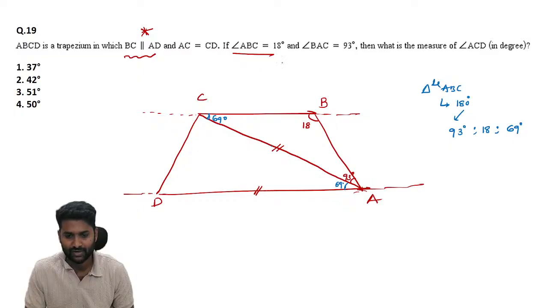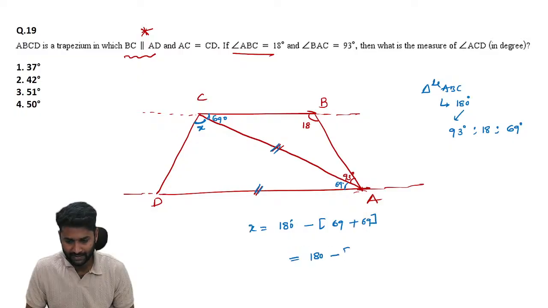Now the question: we have to identify the angle ACD. So we need to identify that this is the value of x. Here the value of x is equal to 180 degrees minus these two respective angles, which are the same. Now 69 plus 69 is 138, and 180 minus 138, then the difference value becomes 42.